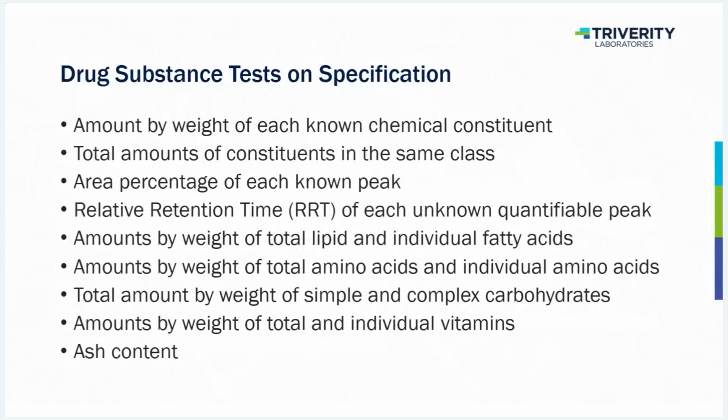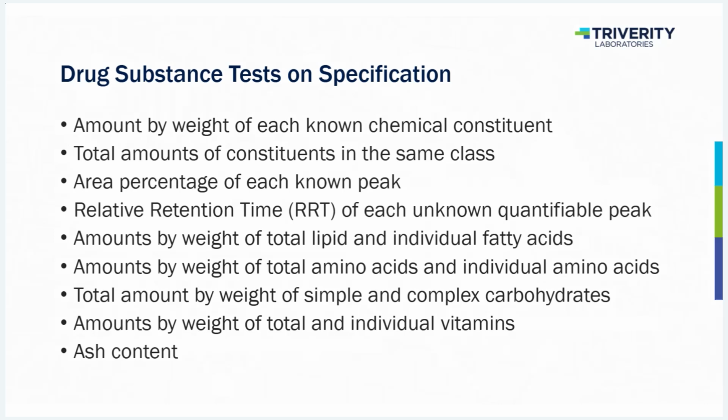They're in the botanical drug development guidance. They are very specific. This is me writing this out exactly what they're asking for your drug substance specification. They don't do this for the drug product. So they want to know the amount by weight of each known chemical constituent. They want to know the total amount of the constituents in the same class. So again, individual cannabinoids and total cannabinoids.